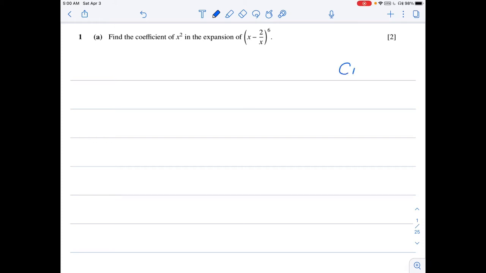So welcome. This is the CAI paper of May-June 2020, paper 1, version 12. We shall try to solve all the questions.